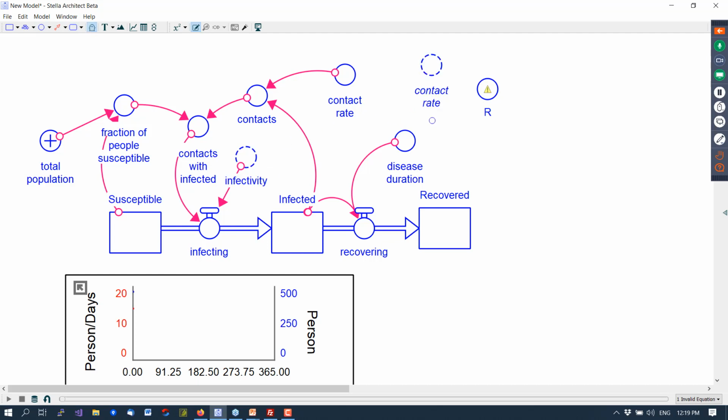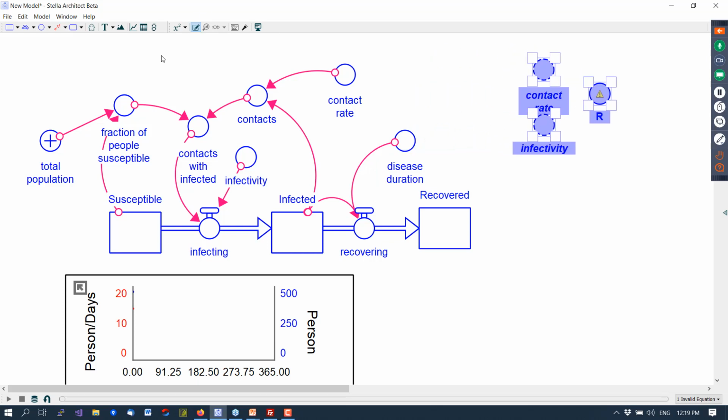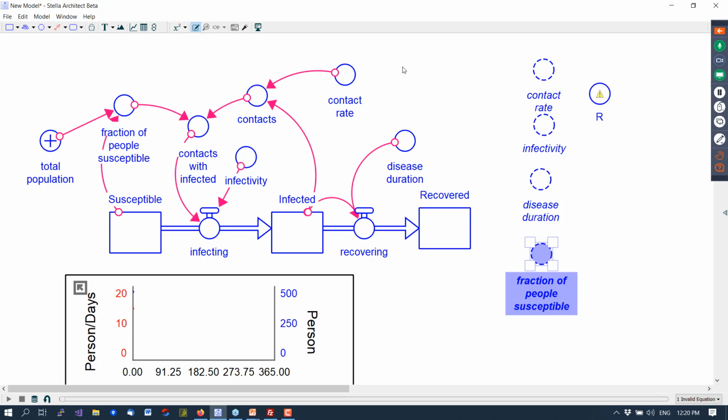the infectivity, I was going to say, I'm even going to do disease duration as it goes, so I'll just put this over here a little bit more. The disease duration and the fraction of people who are susceptible. So R is actually the product of all of these things.